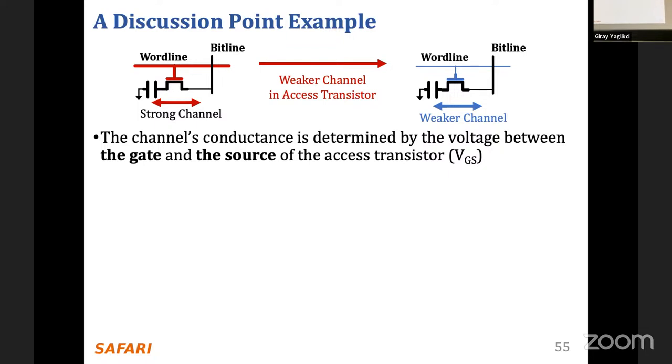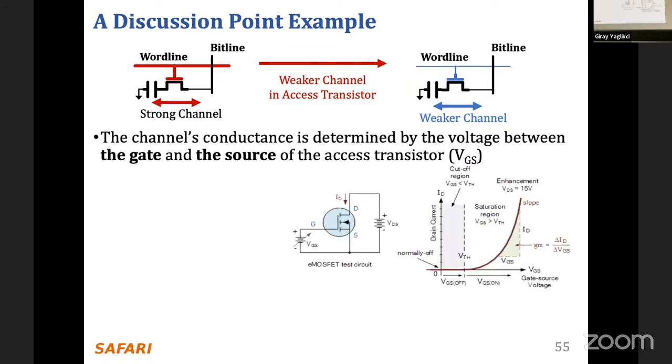The channel's conductance is determined by the voltage between the gate and the source of the access transistor, right? The access transistor is basically an NMOS transistor. I'm not sure if you learned about this in your undergrad program, some CS students do not, but I guess it's quite simple. You can just read about it as well. So here on the x-axis, we have the voltage difference between the gate and source. This is an NMOS transistor, so this is the gate, this is the source, this is the drain. And once you apply high voltage to the gate, you conduct the drain and source to each other so that the electron flows.